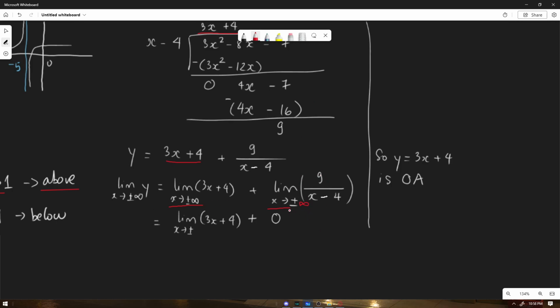After you've done that, just putting in some normal stuff. There's no calculation here. This whole thing will just become 0 instantly. There's no other step, it's just instant. Then you're going to be left with lim 3x plus 4, which is just 3x plus 4. You don't have to write this because your final answer is actually over here. You're going to be writing down y equals 3x plus 4 is OA, which is the oblique asymptote.